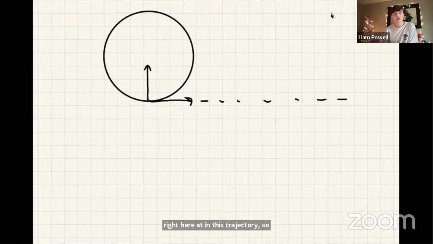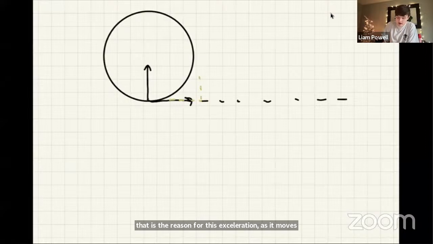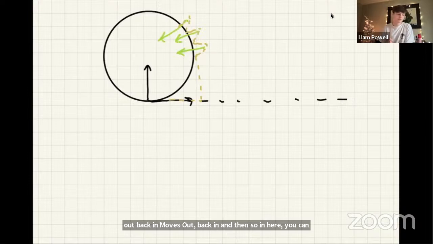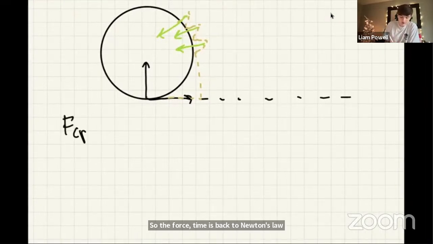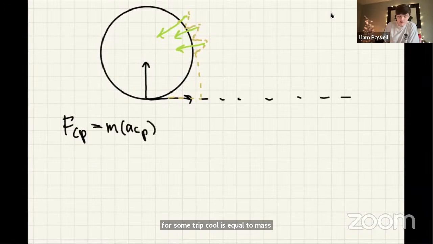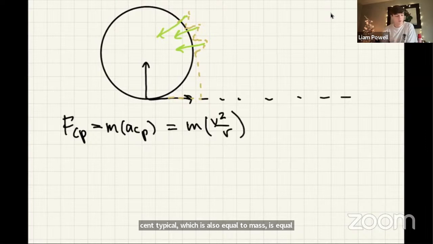Since velocity continuously changes in direction, that is the reason for this acceleration, as it moves out and then back in, out, back in. You can see the acceleration is always inward. Tying this back to Newton's law, the centripetal force is equal to mass times centripetal acceleration, which is mass times velocity squared over radius. And that is still the same.